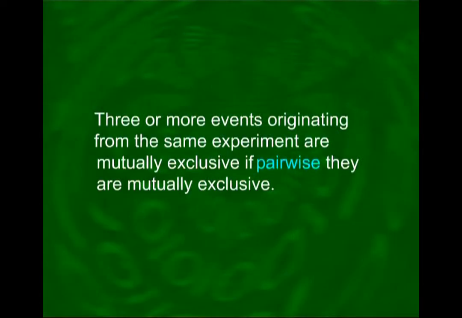Similarly, a person will either be a teenager or he or she is not a teenager. It is not possible that both these things are happening at the same time. So I think you will agree that it is a fairly simple concept. And if we talk about three or more events at the same time, such events which are originating from the same experiment, they will be said to be mutually exclusive if they are mutually exclusive pairwise.